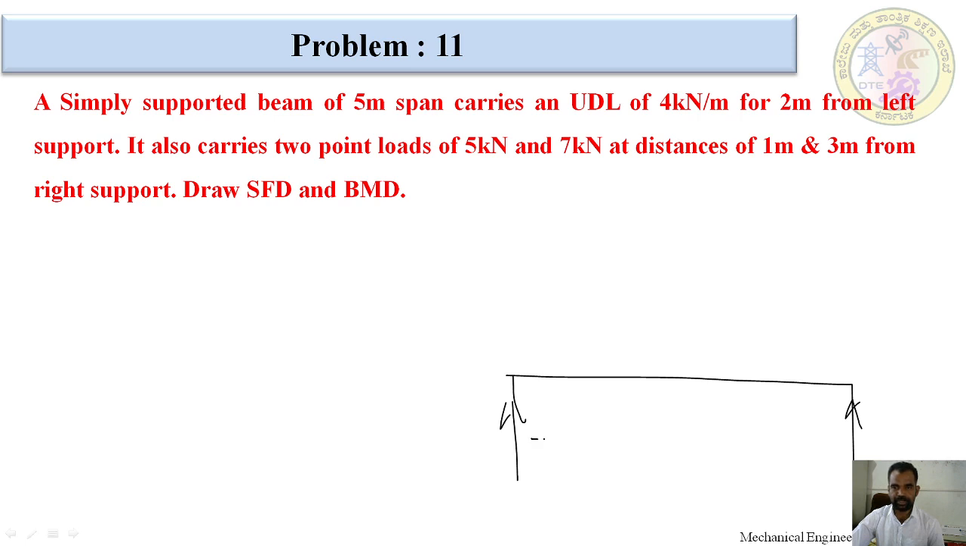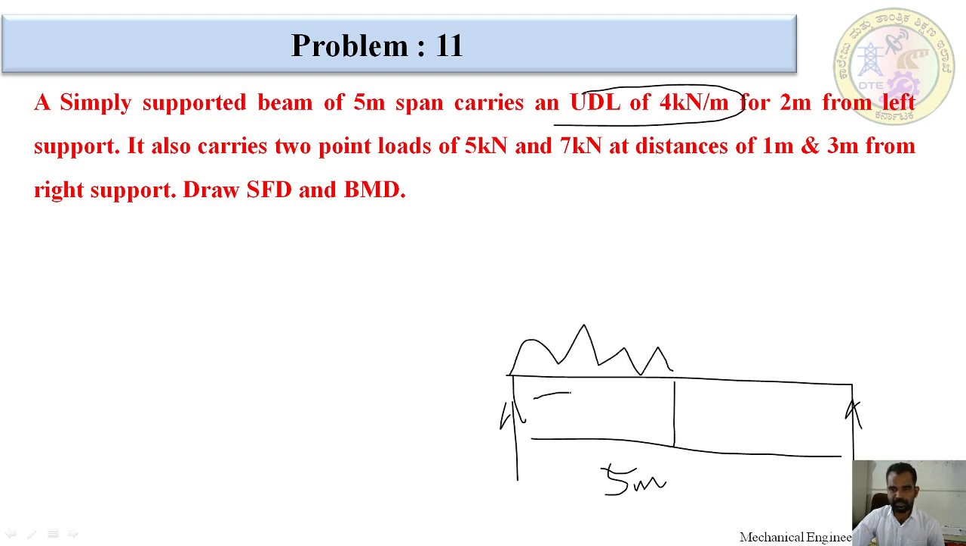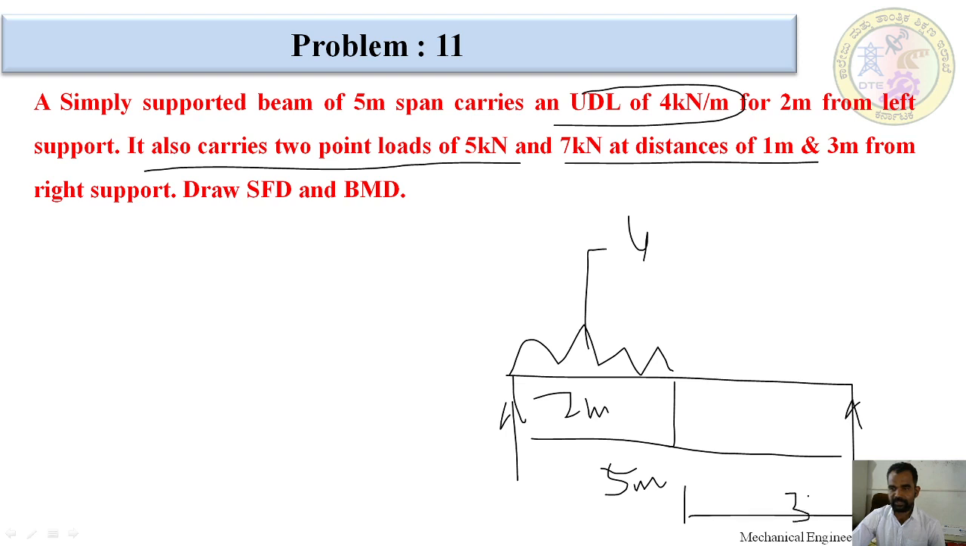This is a simply supported beam with a span of 5 meters, and a UDL of 4 kN over 2 meters from the left support. It also carries point loads of 5 kN and 7 kN at distances of 1 meter and 3 meters from the right support. And the left distance, this one, is 3 meter.